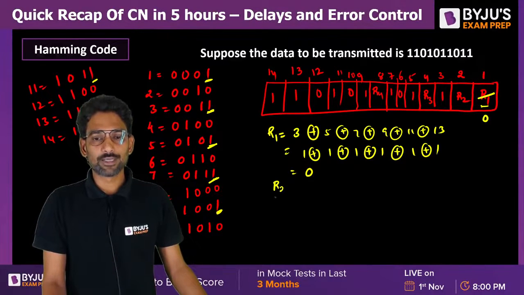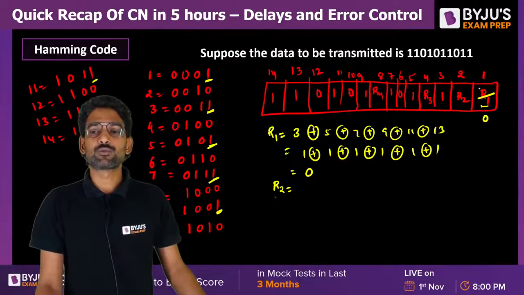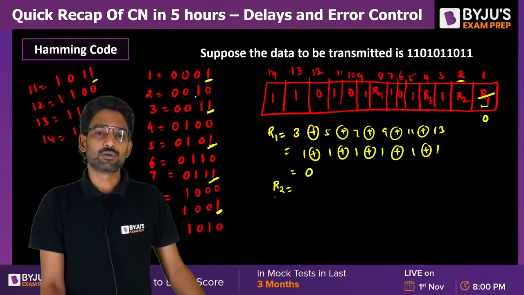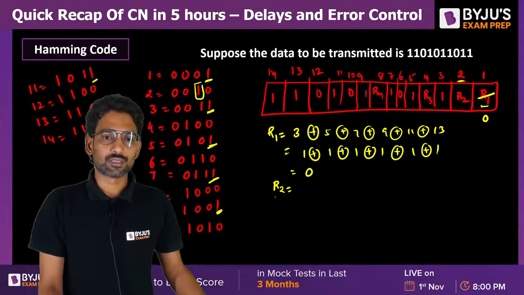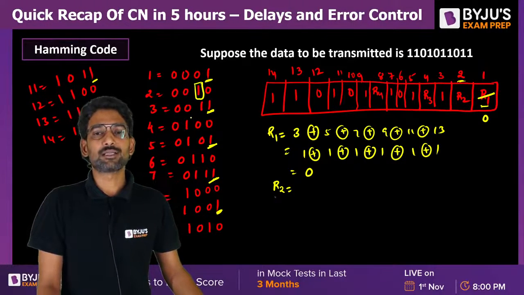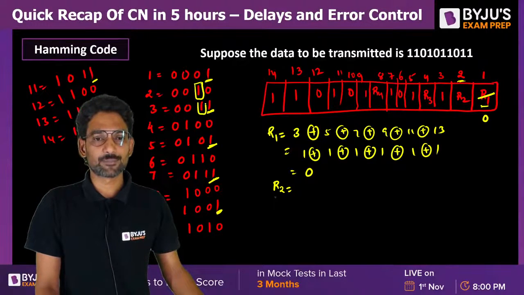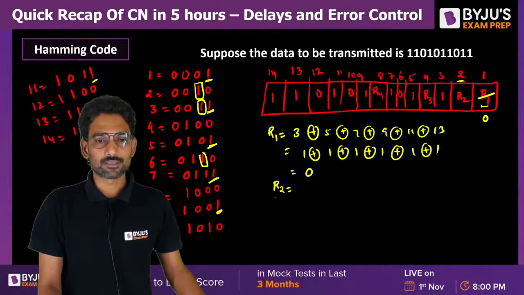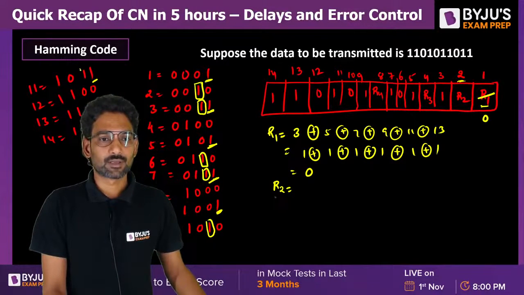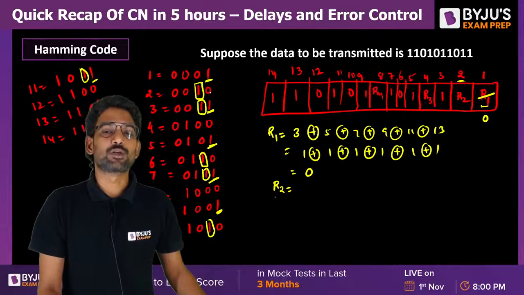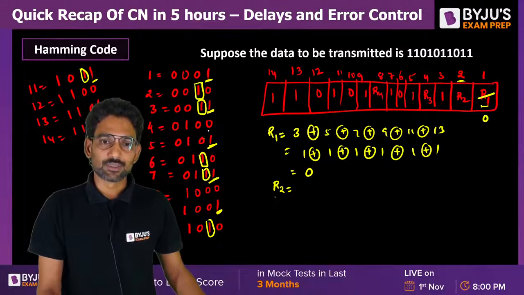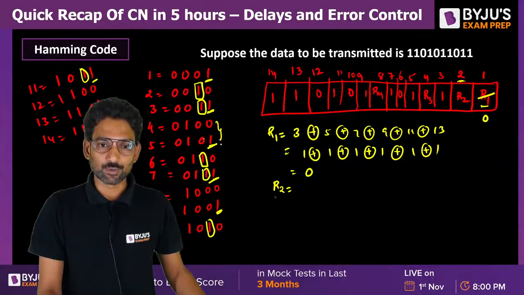Now how do I get R2? R2 is the second position. So in the second position, I have 1 in the 10th place. So what others have ones in the 10th place? Check it. 3, 6, 7, 10, 11, 14. So this is what? Check 2, skip 2. Check 2, skip 2.